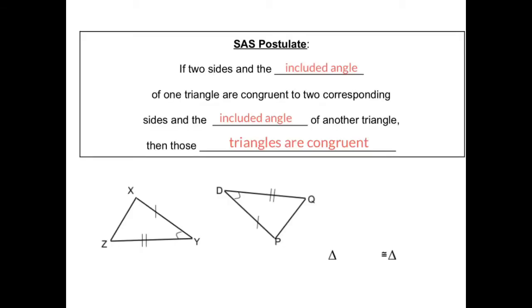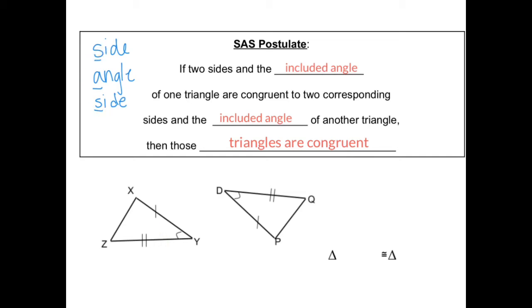Which leads us to our side angle side postulate. That's what SAS stands for. If two sides and the included angle, so that nose between the whiskers, of one triangle are congruent to two corresponding sides and the included angle of another triangle, then those triangles are congruent. So you are looking for that nose between the whiskers in order to get the side angle side relationship. The angle is in the middle of those two sides.